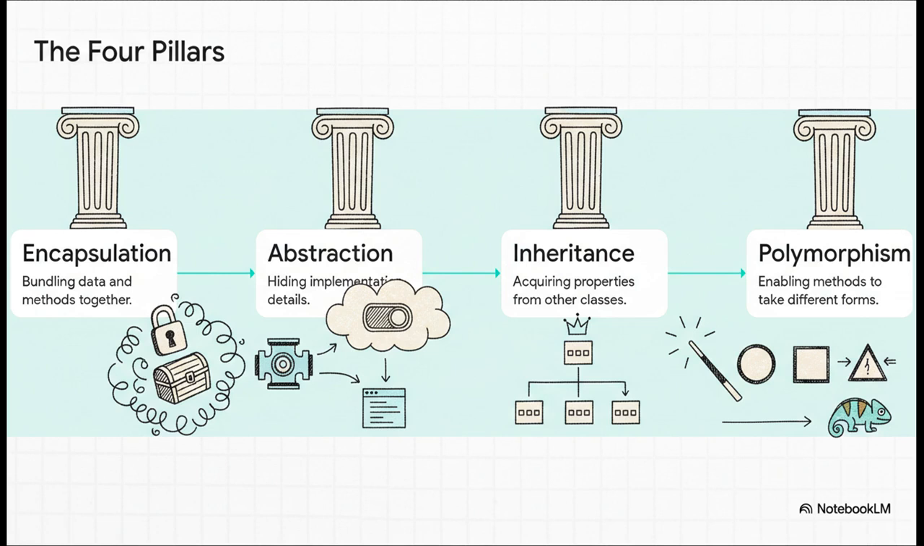Now, these pillars are encapsulation, abstraction, inheritance, and polymorphism. I know it sounds like a mouthful, but trust me, the ideas behind them are super intuitive, and together, they let us build software that's modular, flexible, and just so much easier to wrap your head around. So let's break them down one by one.